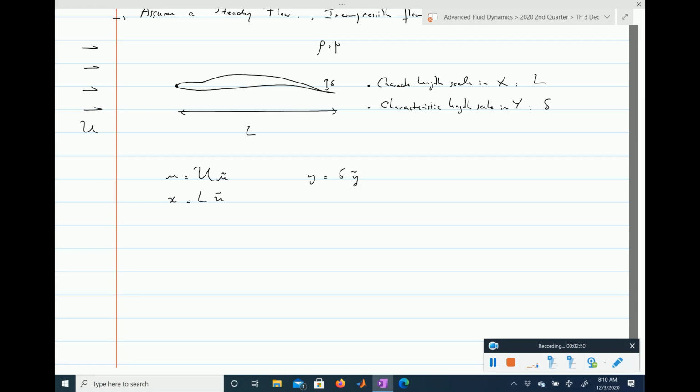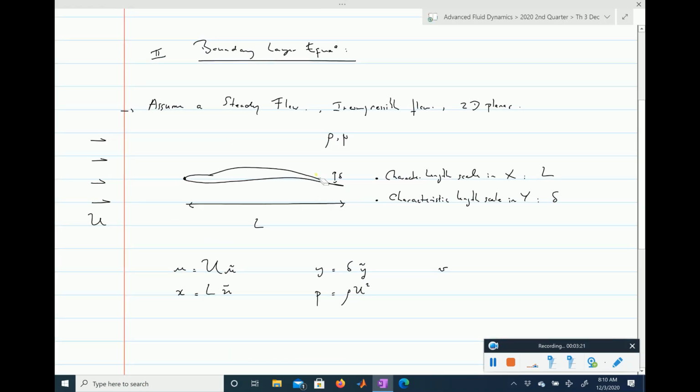We also have a pressure term in the momentum equation that we need to non-dimensionalize. Because we're assuming that the Reynolds number is high, we'll take that our pressure scales with rho times U squared. The last term that we need to non-dimensionalize is the velocity in the y direction, v. Now, what is the scale for v? You can imagine that in the boundary layer, the flow is going to be mostly in the x direction, and so the velocity in the y direction is going to be small. But what is the scale for that?